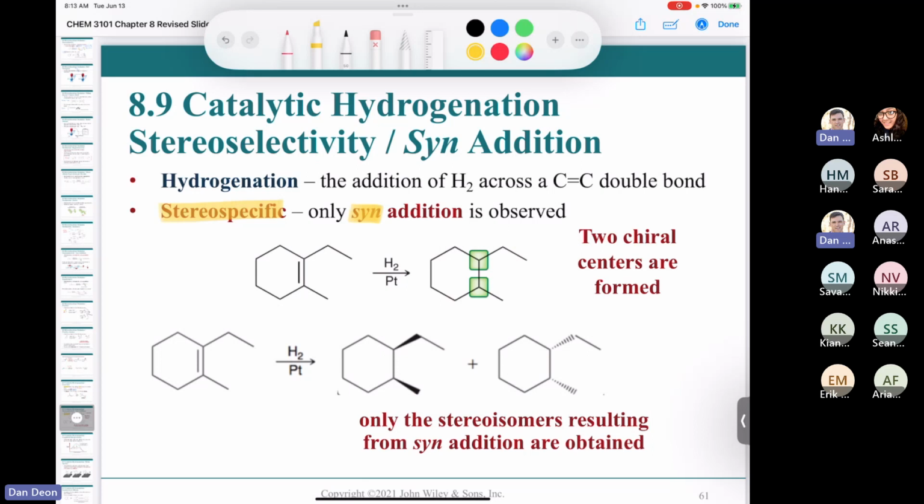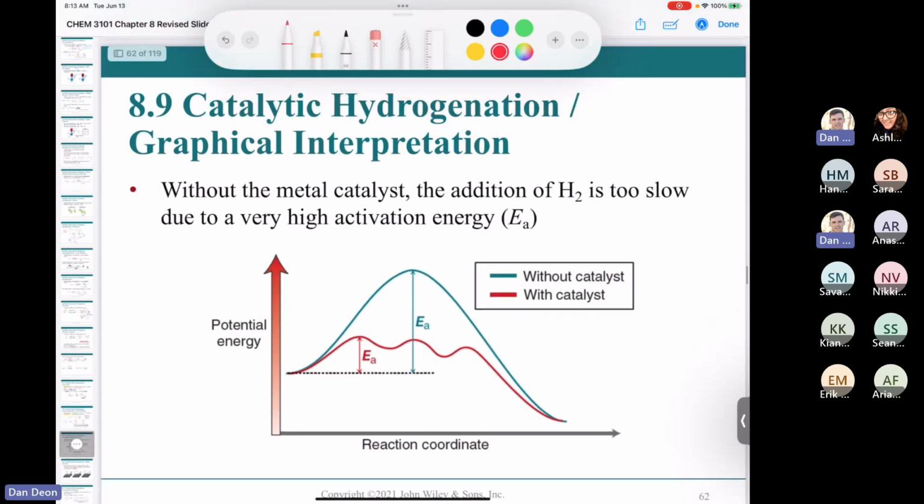So let's say you had this compound here, okay, and you were doing a hydrogenation. You're going to get a situation where both hydrogens are either going down, right? They're syn to each other, right? Syn addition, or they're both going up. Those are the two possibilities that you're going to have, all right? So you would end up with this pair of stereoisomers. So syn addition is what we see for hydrogenation.